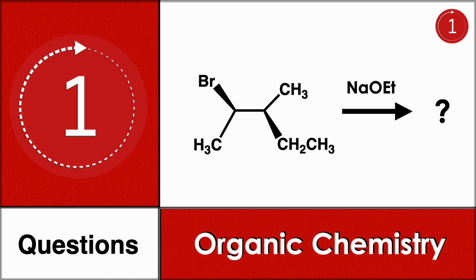Daily one question for you. Here you have a linear compound where methyl is on trans position, bromine and ethyl on trans position. Bromine and ethyl are above the plane and two methyls are in the same plane, which is on the screen. You are reacting with base. You should find what will be the final product.